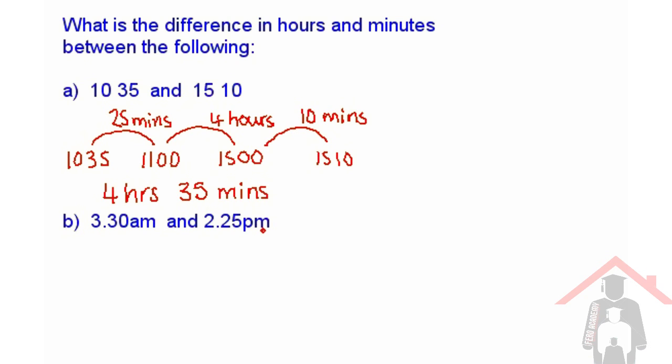To do this question, I find it easier to change both the times to the 24-hour clock. So this is 03:30 and this would be 14:25. Now from 3:30 to 4 is 30 minutes.